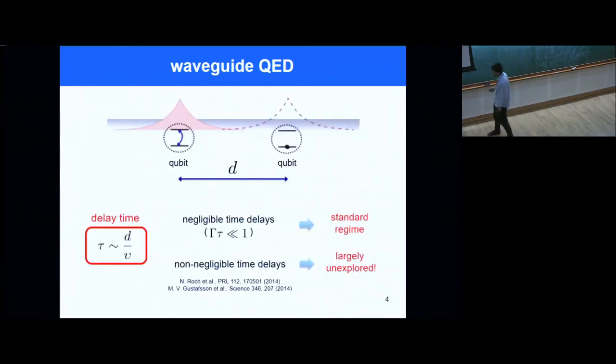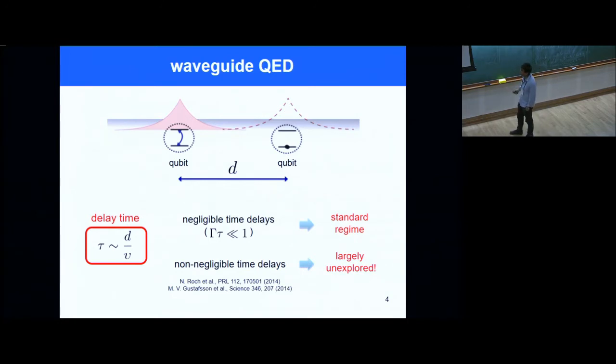Whenever you deal with typical waveguide QED setups featuring more than one qubit, a natural characteristic length is, of course, the inter-qubit distance, d. This distance introduces a characteristic time, which is the delay time, namely the time taken by the photon to travel between the qubits. So you can wonder how long this delay time is. What criterion should one use to establish how long it is?